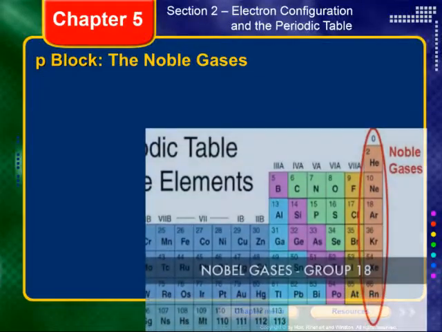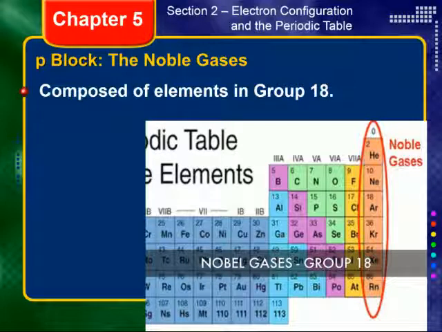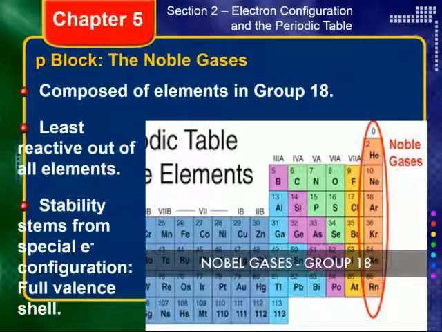So let's talk about the noble gases. Those are comprised of the elements in group 18. They are the least reactive elements out of everything on the periodic table. They are stable because they do not react. That's what it means to be stable. You do not interact with other elements. That's also typically why people call them noble gases, because they don't interact with the lesser elements, quote unquote. But that stability that the noble gases have stems from a special electron configuration.